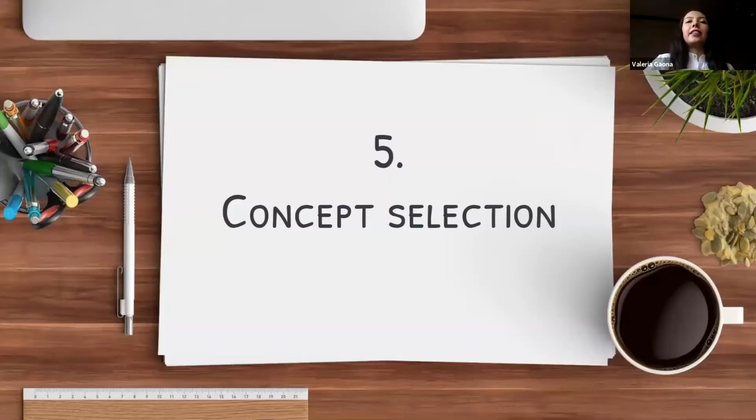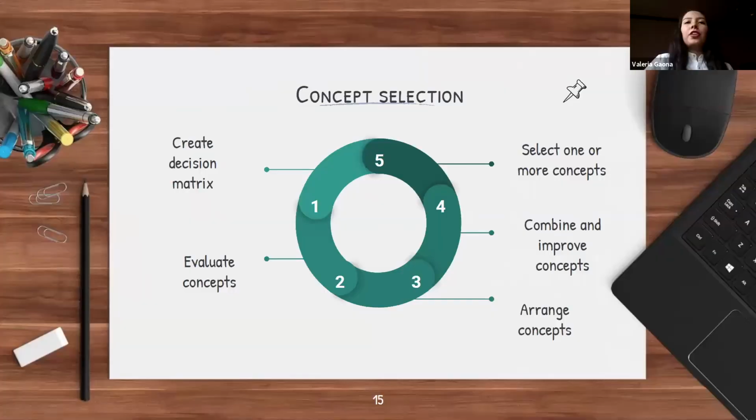Now that you created some ideas, you have concepts and architectures, you're going to select one or more of them. For this, you are going to follow these steps. The first one is to create a decision matrix. This decision matrix is going to compare the options that you have between them, so you can know which one is better from all of them.